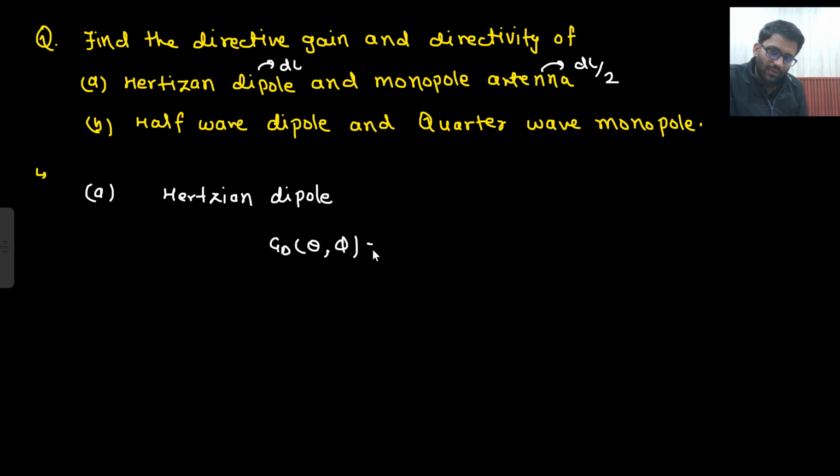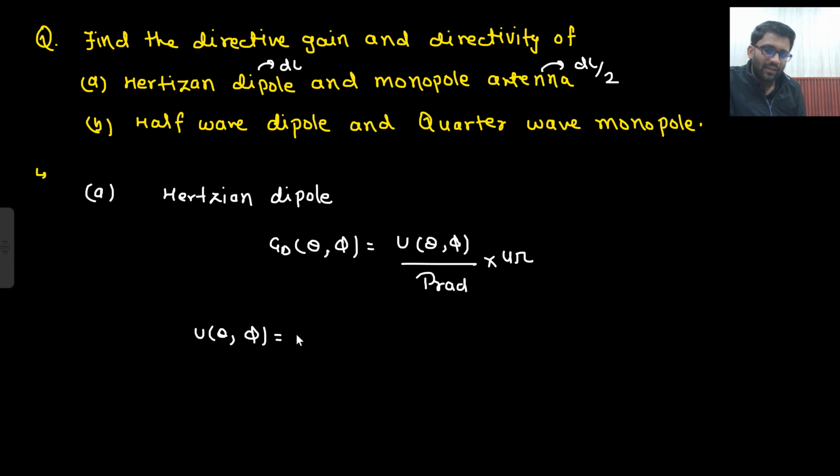So D(theta, phi) would be U(theta, phi) divided by U average. And what is U average? P radiated upon 4 pi. So we need to find U(theta, phi) as well, and we need to find P radiated as well. Although we know P radiated for the Hertzian dipole, let's just derive it. I will derive everything. First let's find U(theta, phi), because that is something I don't have.